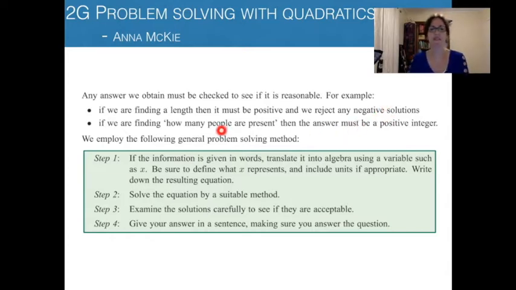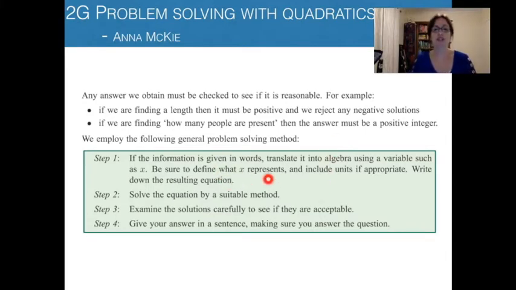Things to remember, if you're finding a length of something and you get a negative answer, two things: you might have done something wrong, or if you've got two x answers, you might need to reject the negative solution and make sure you take the positive answer. And if you have a question about perhaps how many people are present at something, then you must always have a positive integer. You can't have half a person, so you must round to the nearest positive integer if that's the case.